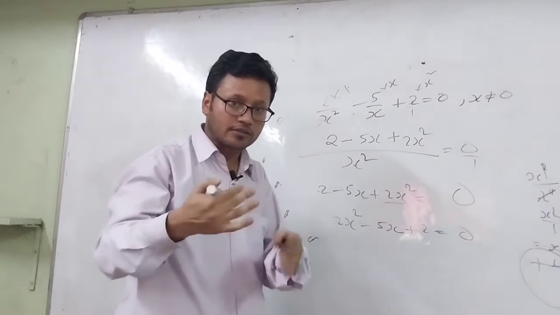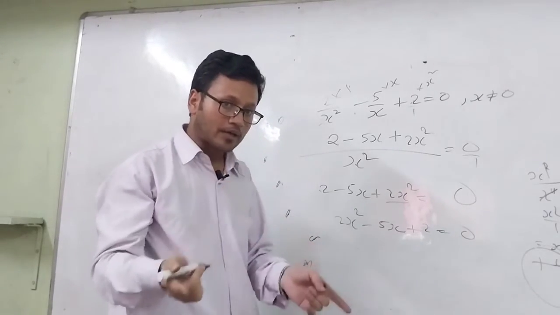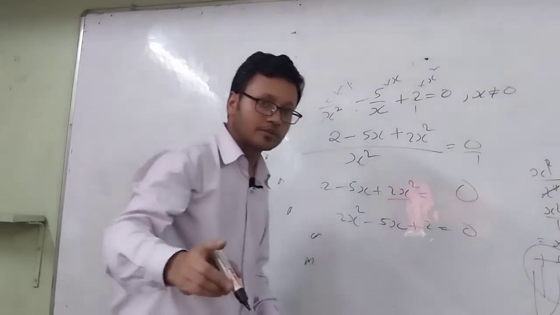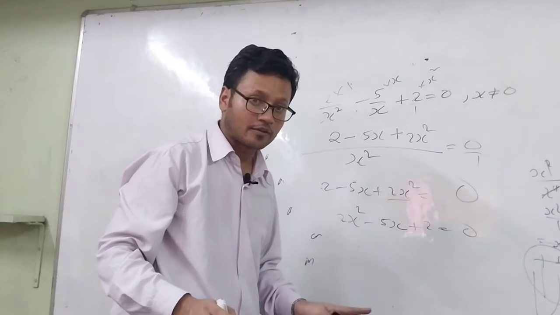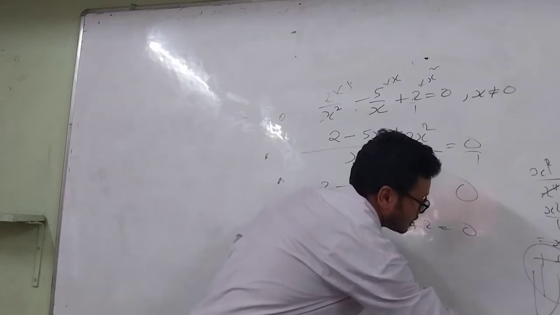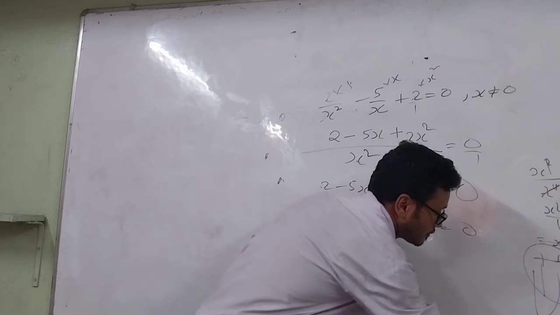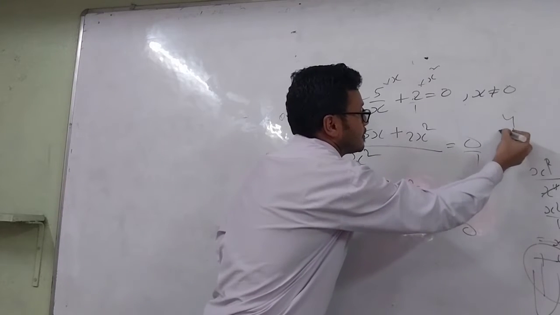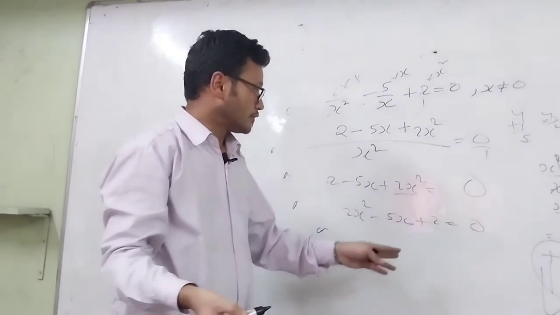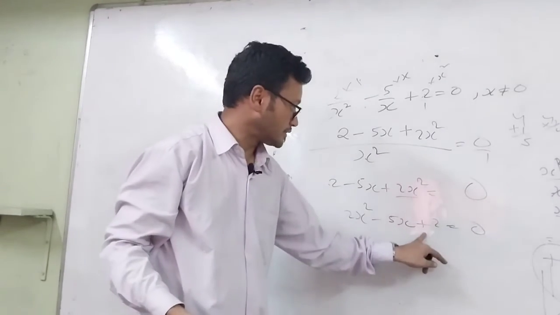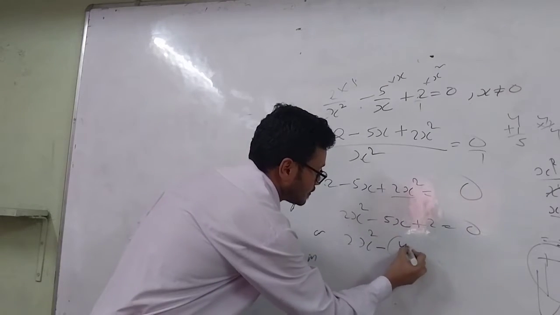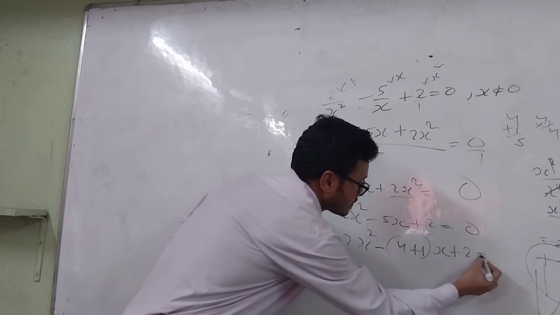Now the sign is changed. By multiplying you must get 4, and by adding, because of this sign, you must get 5. Very simple. What is the number? You have to think in your mind. 4 times 1 is 4. That means 4 plus 1 is how much? 5. Then 4 into 1, 4 also. By multiplying we should get 4, by adding we must get 5. That means 4 plus 1. Then 2x square minus 4 plus 1 x plus 2 equals 0.